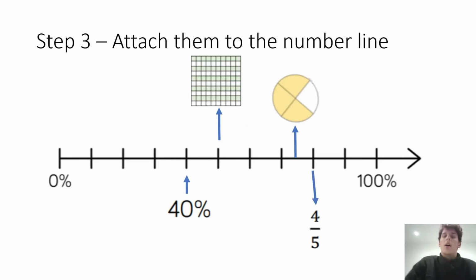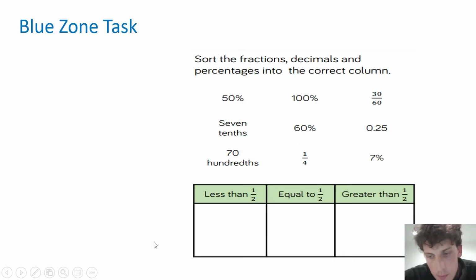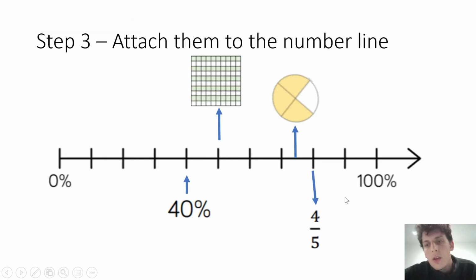Okay, and welcome back. So 4/5 was 80%. We just count: 10%, 20%, 30%, 40%, 50%, 60%, 70%, 80%. So 4/5 is the same as 80%. 3/4 is 75%. So we go 10%, 20%, 30%, 40%, 50%, 60%, 70%. Then we've got half, so it's 75%, and that will go there.